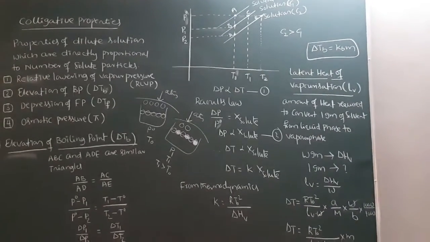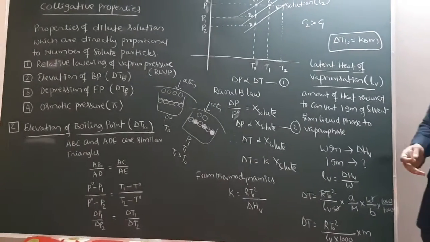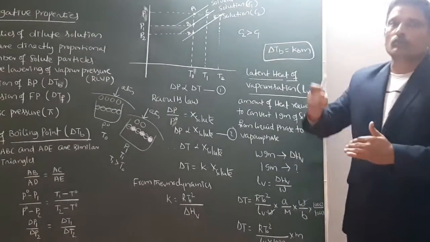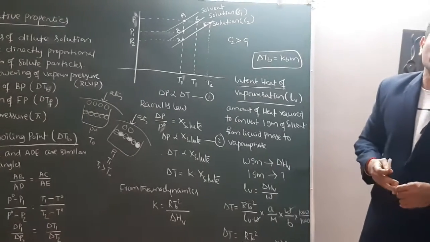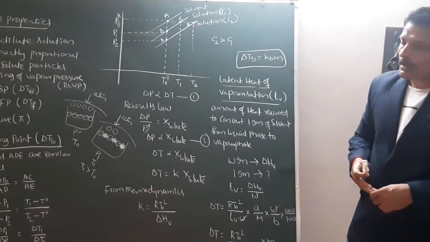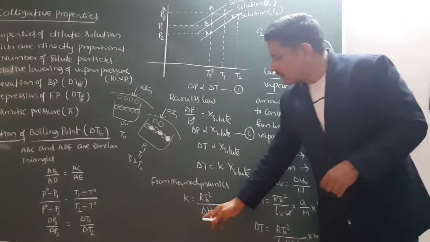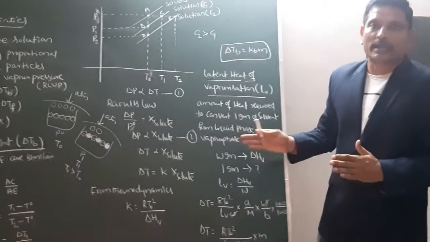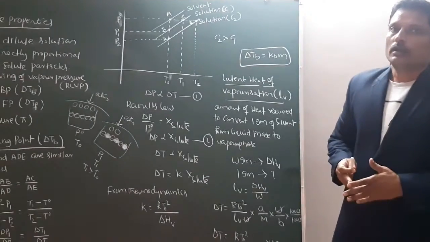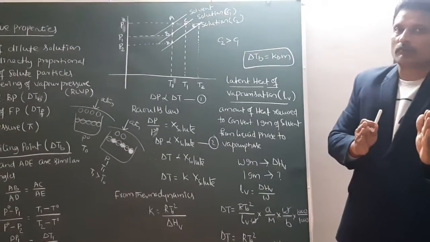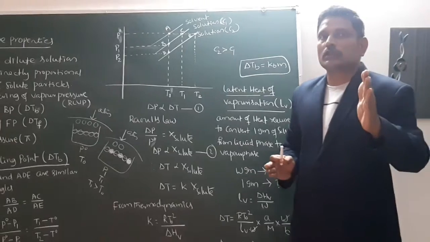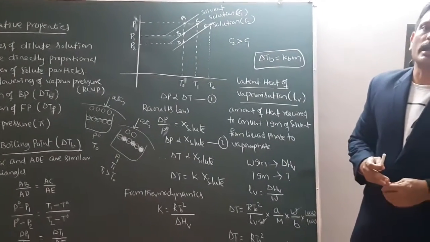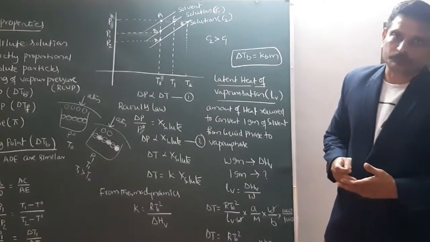Enthalpy of vaporization: the amount of heat energy required to convert 1 mole of solvent from liquid phase to gaseous phase is called the enthalpy of vaporization. 1 mole means the molar mass of the solvent, generally expressed in capital W. So, the amount of heat energy required to convert capital W grams of pure solvent from liquid phase to gaseous phase is called the enthalpy of vaporization.